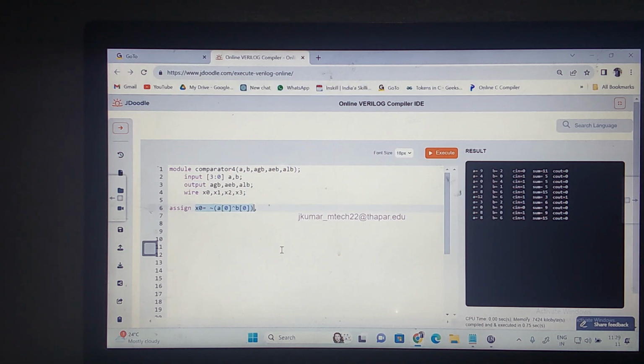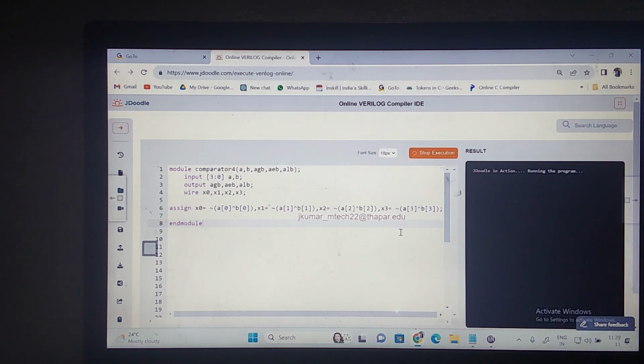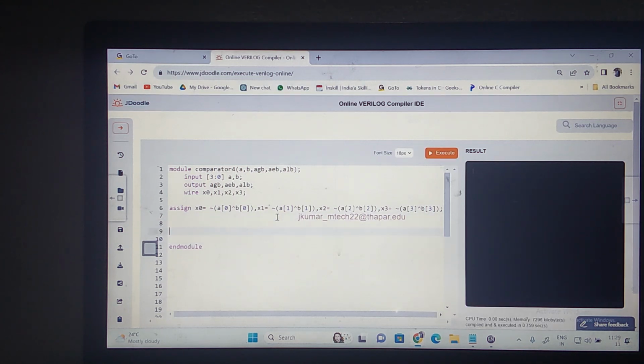Now I should do it for X1. What is X1 equal to? A1, B1. X2 is A2, B2. X3 is A3, B3. Then let me write the module and check for any syntax errors. No syntax errors.